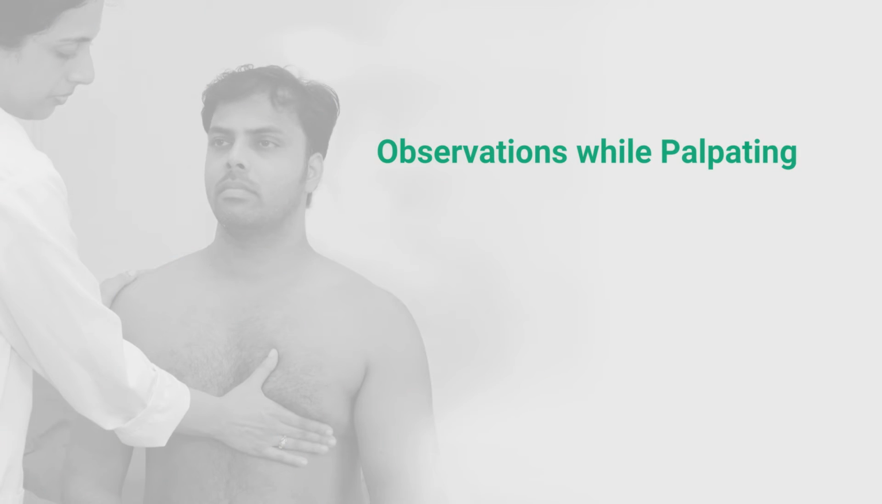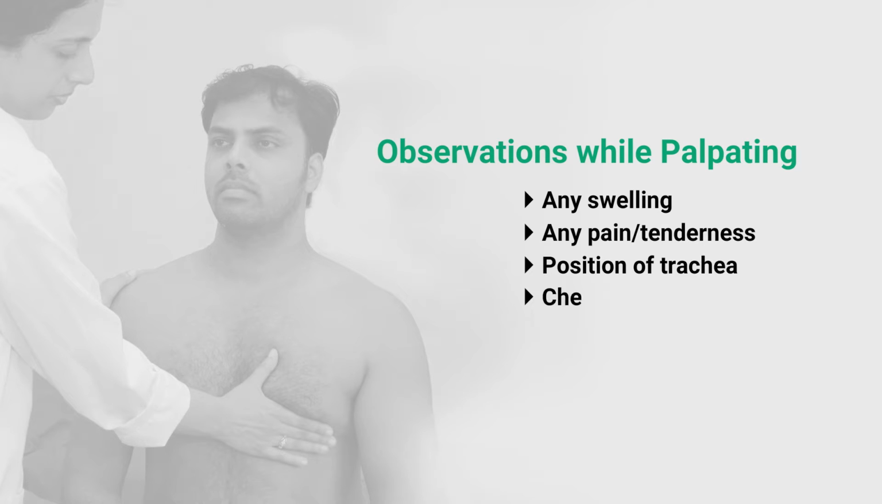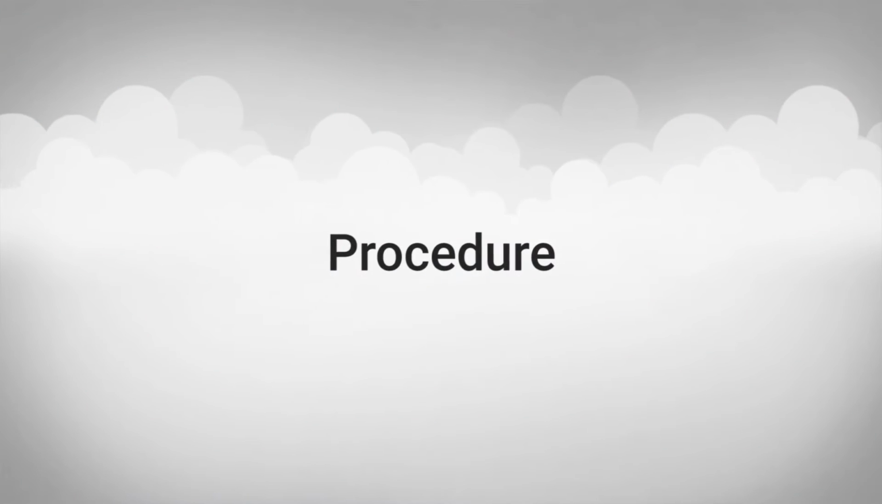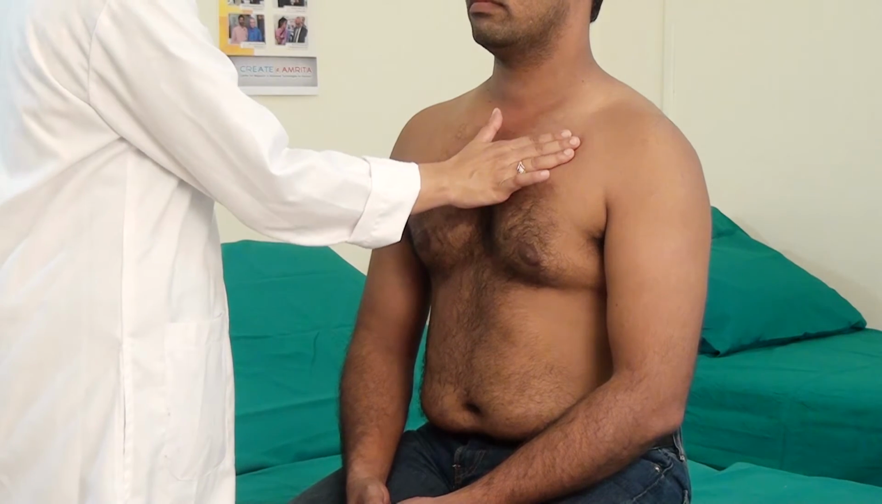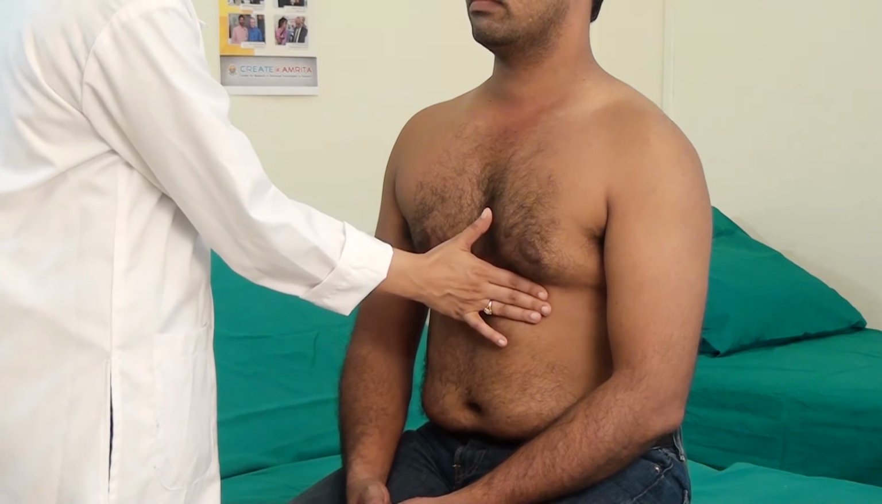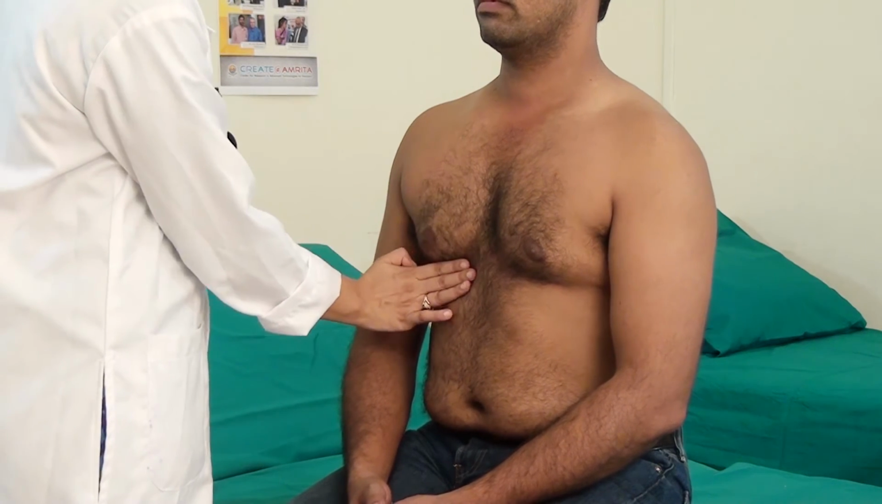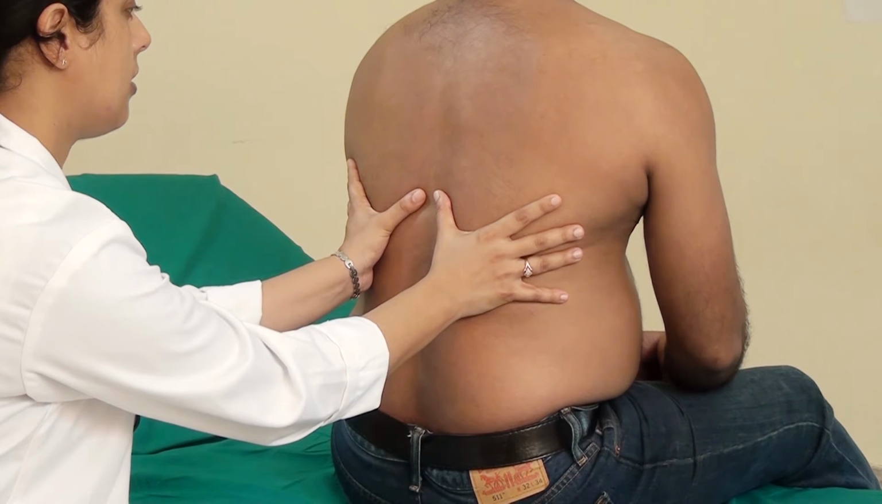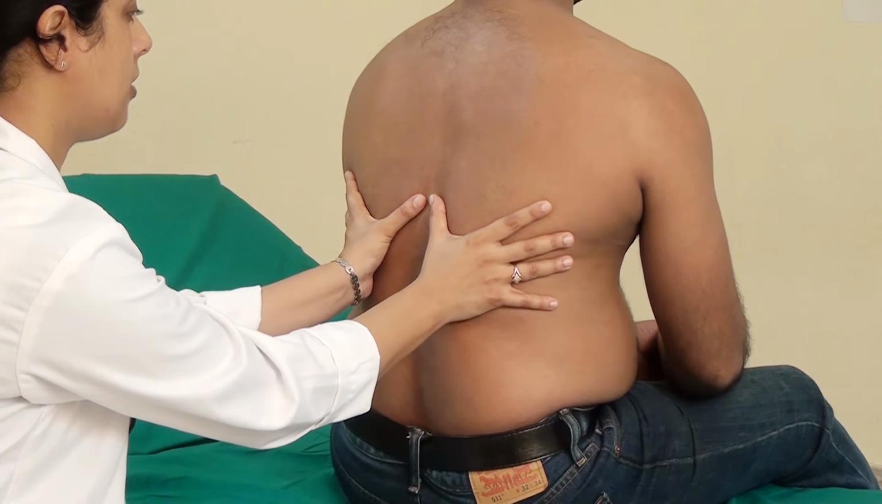What to observe while palpating? Any swelling, any pain or tenderness, position of trachea, chest expansion, chest symmetry, tactile vocal fremitus. Procedure. Ask the patient to sit in an upright position. Note the temperature, moistness, and turgor. Examine for any edema. Rule out any pulsations, bulging, masses, depressions, or unusual movement.